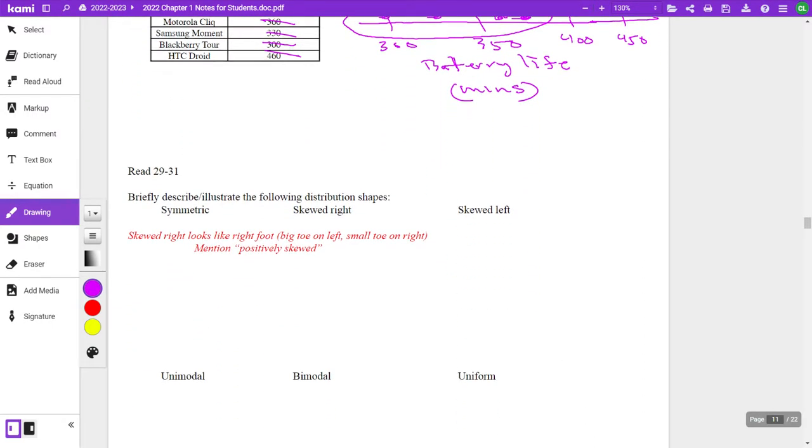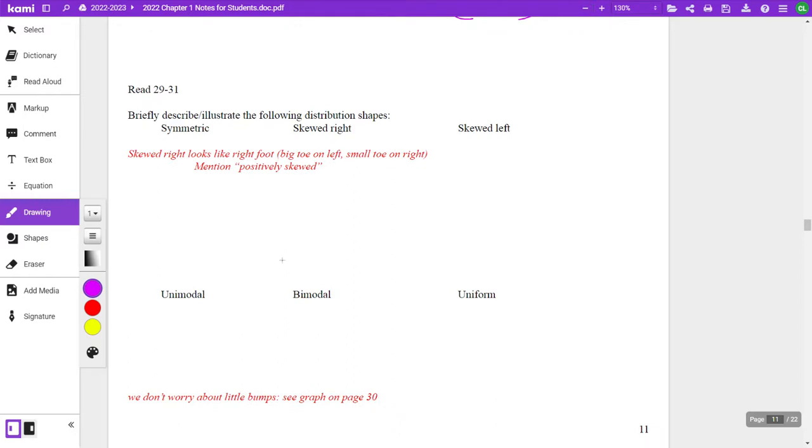So let's talk about our basic distribution shapes. Symmetric is beautiful. It's like this, and your center is right in the middle. Symmetrical, we also call this normal. And then here's the big one: skewed right. It looks like your right foot, with big toes on the left and small toes on the right. How it's skewed, that's the key piece.